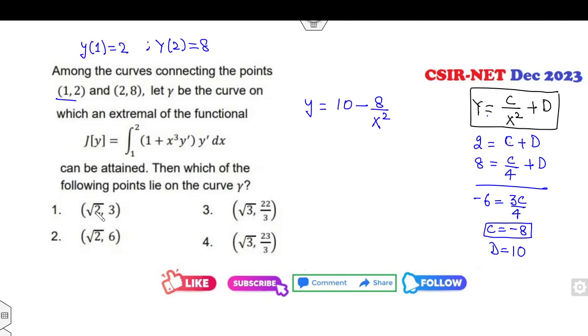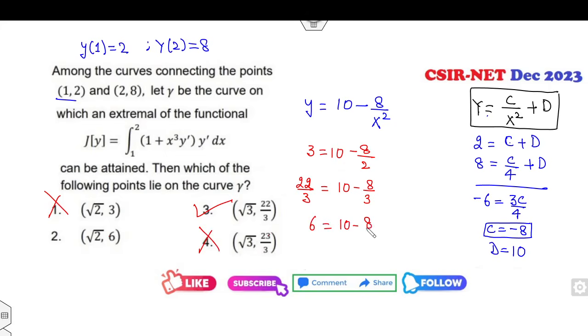So now look at the options. X will be root 2. So 3 is equal to 10 minus 8 over 2, 4, not satisfied. Root 3 gives 22 over 3. 10 minus 8 over 3, 30 minus 8, 22, satisfied. Is it 23? Cancel. 6.